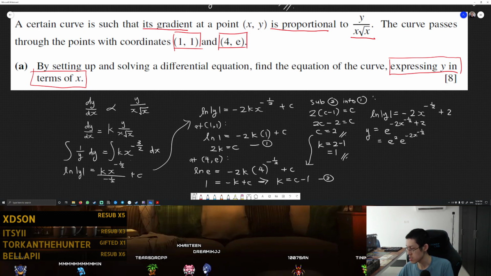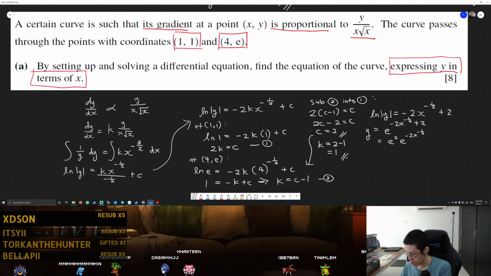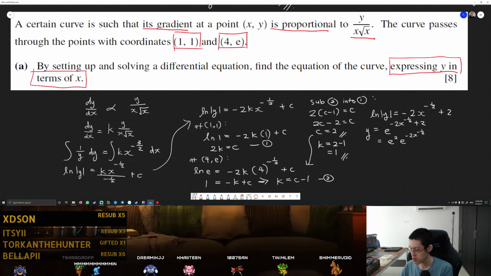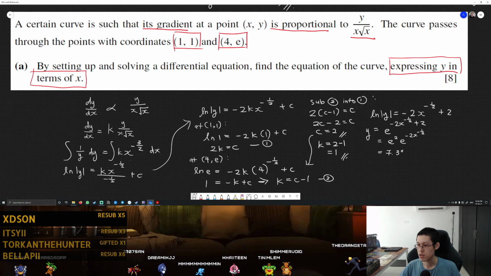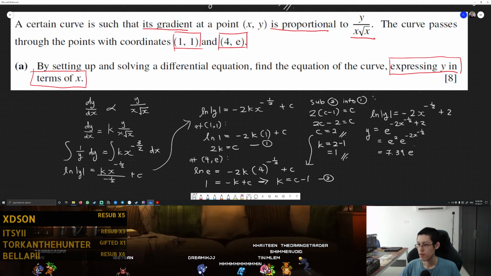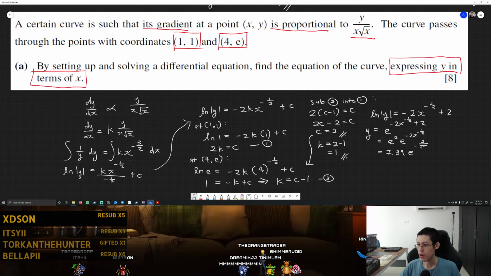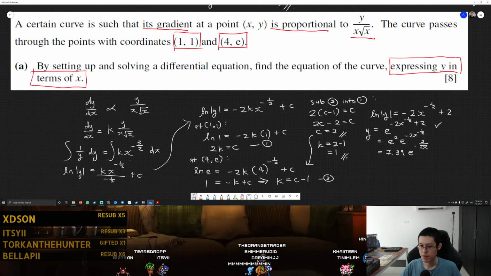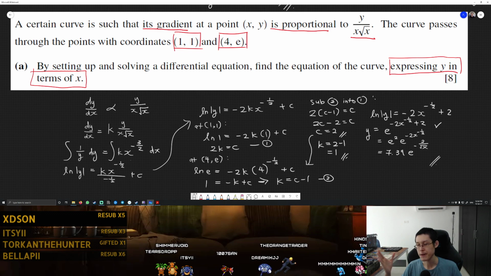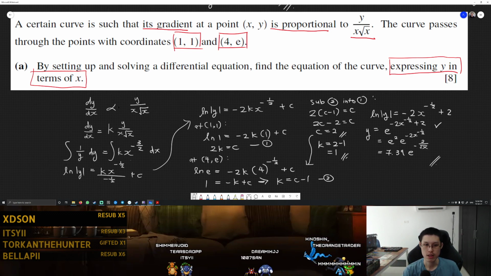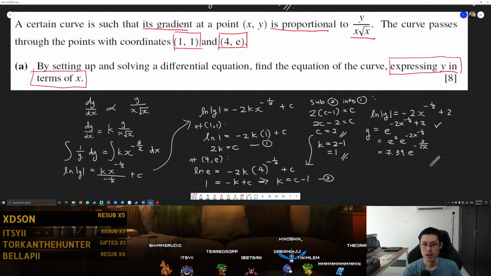E squared is actually, what's e squared? E squared is about 7.39. So I could leave it as 7.39 e to the power of -2 over square root of x, if I want to, but you don't have to. You can actually leave it like this, it's good enough. Okay, so there you go. So sometimes you have to construct your own differential equation, but the trick here is just to write this and then change this to this by introducing a proportionality constant. That's all you have to do, okay?